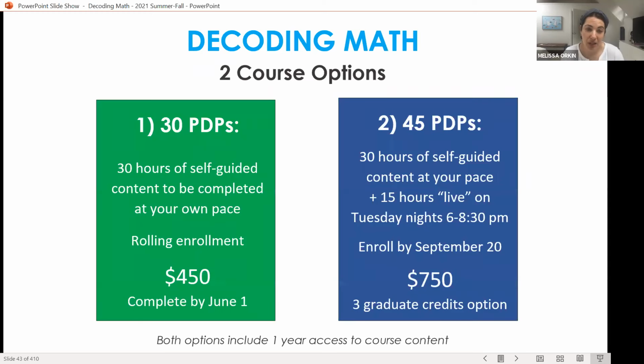Yeah, so it's really comprehensive. You can either do it completely self-guided for 30 PDPs, or you can complete the self-guided work plus 15 hours of live workshops that take place on Tuesday nights, beginning in October and going through December. The enrollment deadline for the 45 PDPs is September 20th. If you want to do the completely self-guided one for 30 PDPs, enrollment is rolling and you can enroll at any time. It just needs to be completed by June 1st.